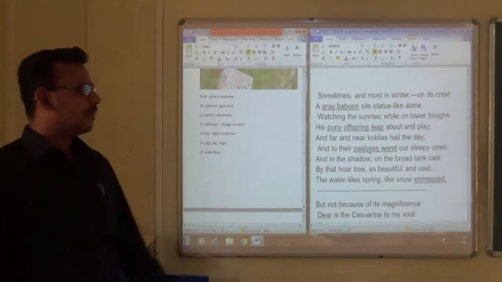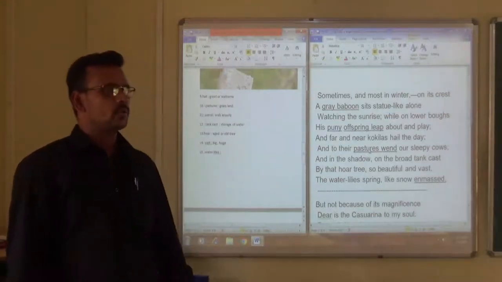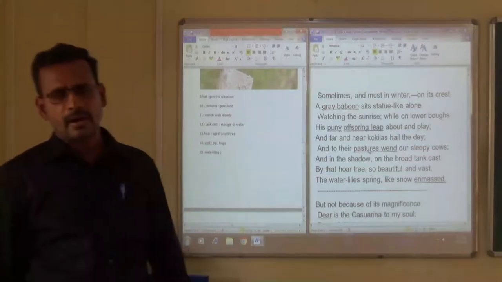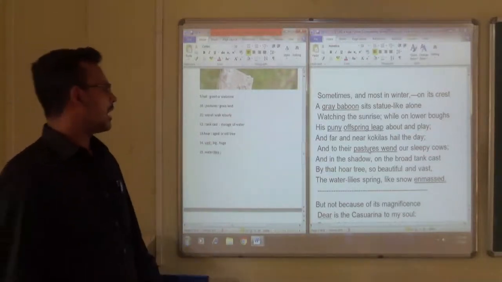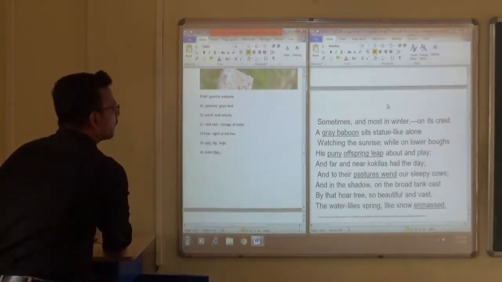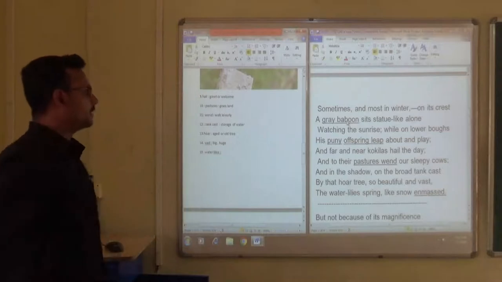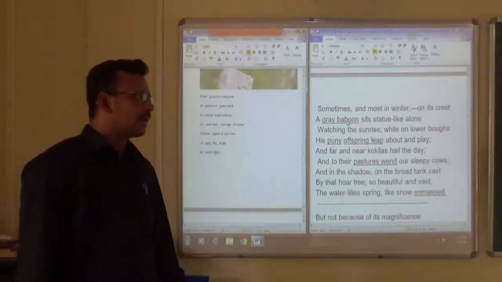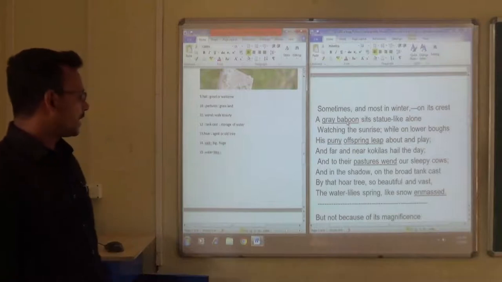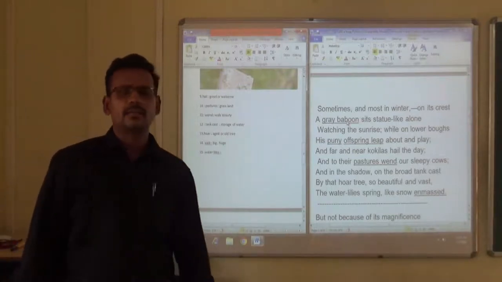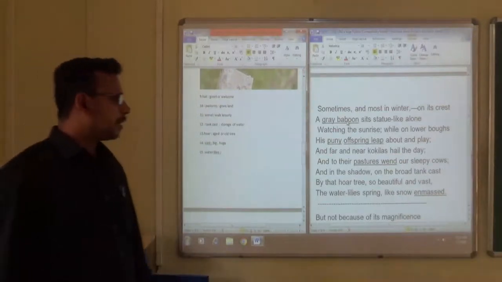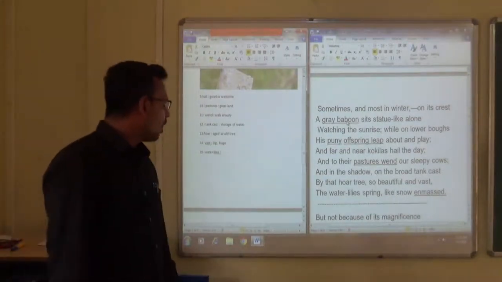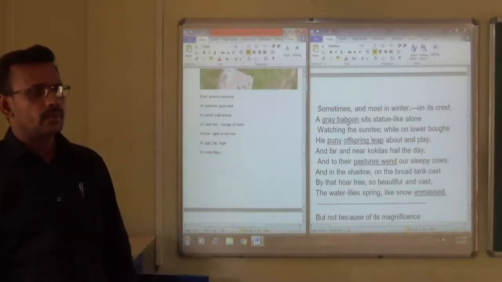In this stanza we have seen three or four activities done by the Casuarina tree, and along with some animals and birds, noticed by our poet. Let us recall the concepts. The first thing is a grey baboon which sits alone in the Casuarina tree while its family plays and jumps in the tree. The second one, the kokilas hail the day. The third one, the sleepy cows walk towards the grassland. And the last one, water lilies are looking amazed, covered by snow.